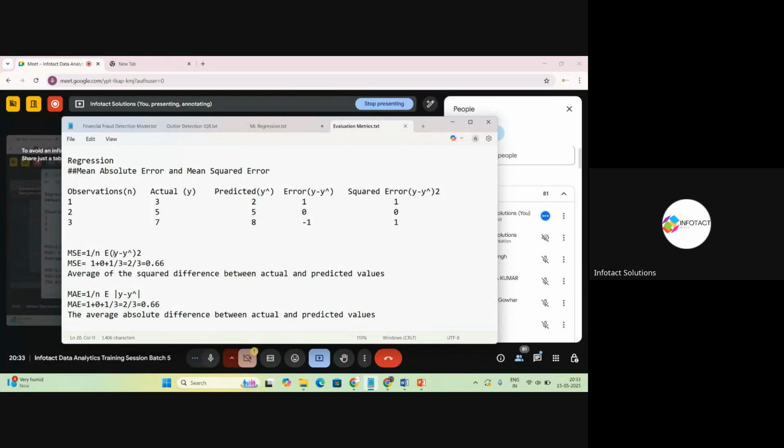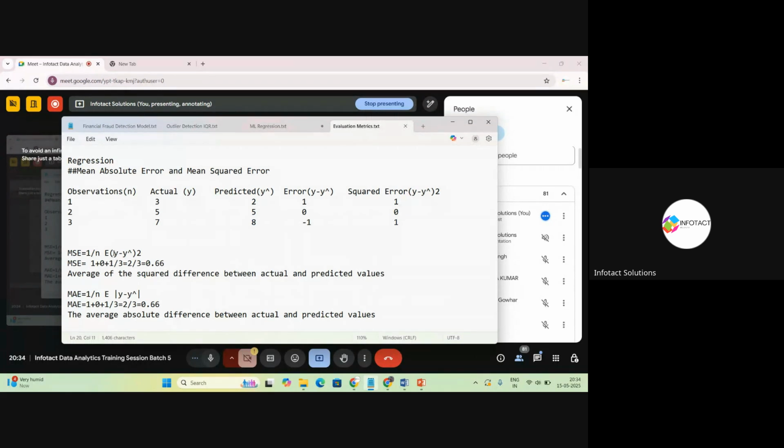Then what is mean square error? Just listen to how this works. Mean square error is the average of the squared differences between the actual and the predicted values. It penalizes larger errors more than smaller ones, and it helps in optimizing models because it is a differentiable function. It is not interpretable in original units due to its square.